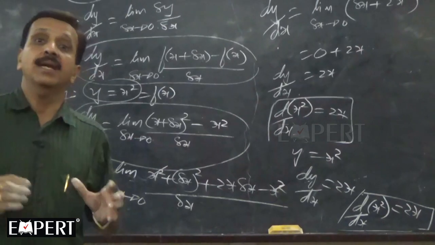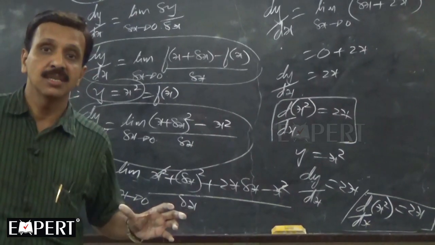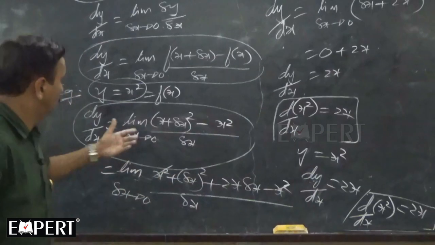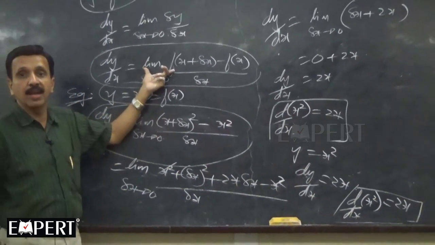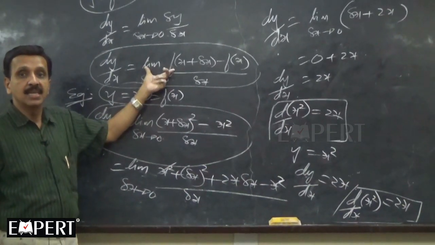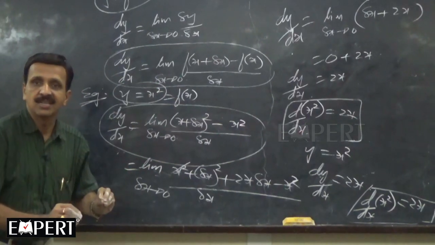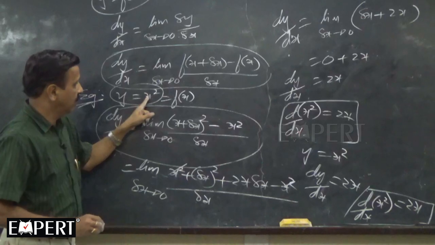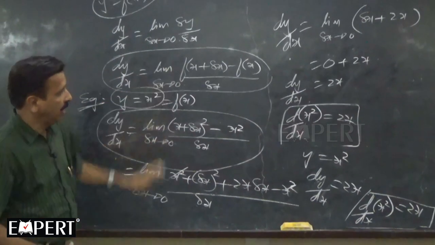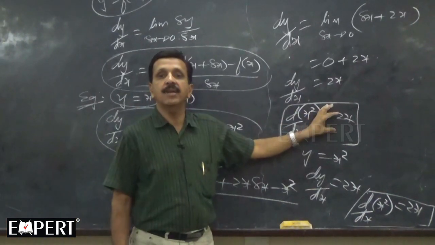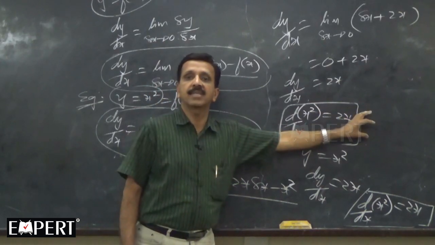Like that you can take different standard functions and, with the help of this particular formula, find out dy by dx. So it will be a problem under limit. Simplify, you will get the expression. Like I have taken y is equal to x square, with the help of this formula, I have got the derivative of x square. You got it as 2x.